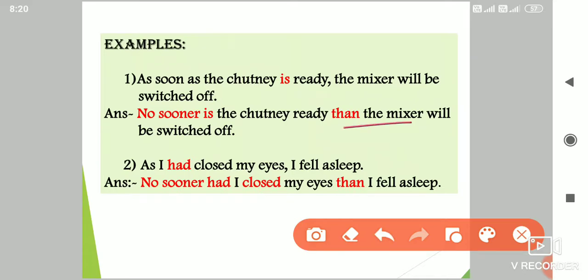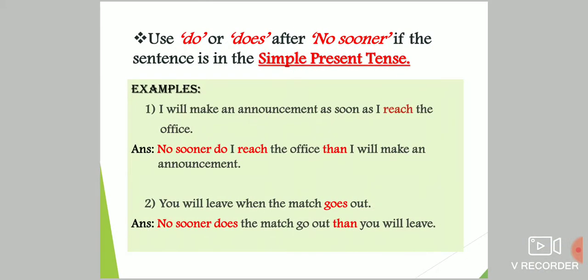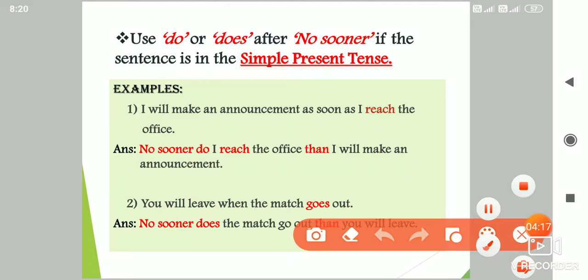Next, here in this slide, you will see use do or does after no sooner if the sentence is in the simple present tense, when it is given in simple present tense. For example, I will make an announcement as soon as I reach the office. This particular clause means we are talking about the first action, which is in simple present tense: as I reach the office. Sometimes that clause can be given at the end part of the sentence also. But we have to start with that particular action first in answers.